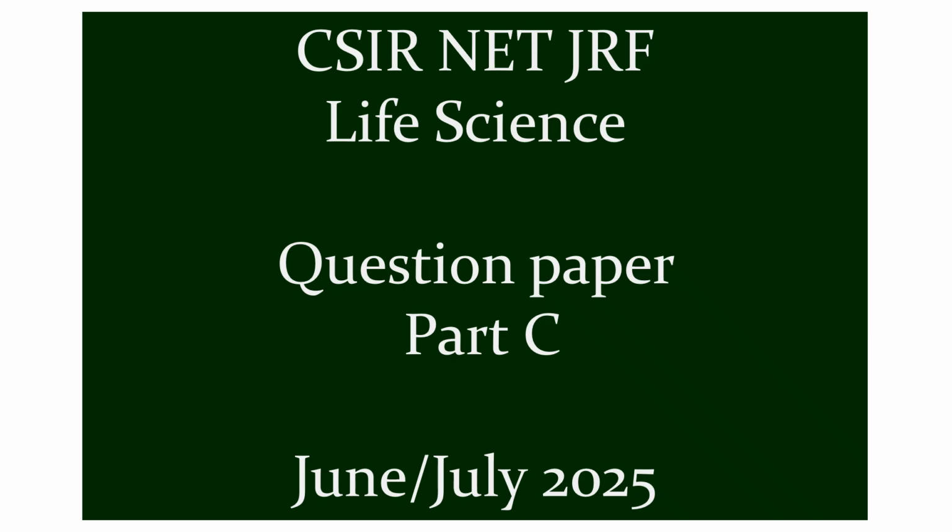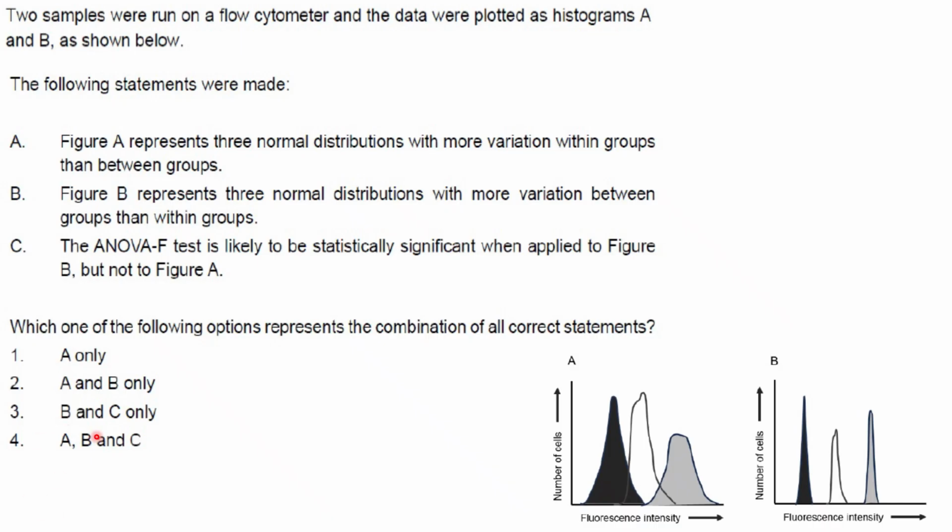This is part C questions. This was conducted in the year July 2025. So coming to the first question, they have given two graphs here and they have given statements regarding these graphs. This is flow cytometer data and you have to see for all the correct statements.